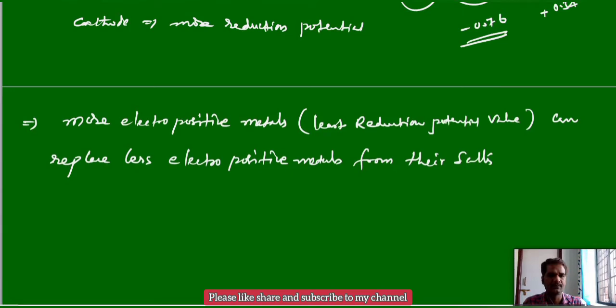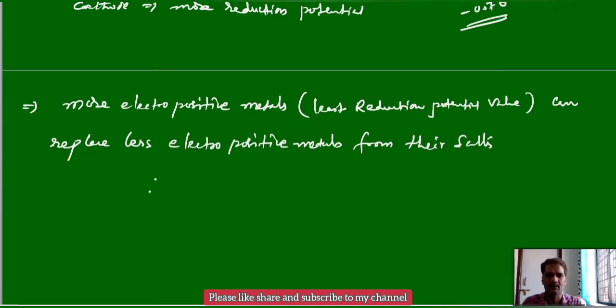Just as an example, you can take zinc. This is more electropositive compared to copper. Let us take copper sulfate. Here zinc can replace the copper from its salt. It can form zinc sulfate plus copper. So an element which has less reduction potential value can replace the metal from its salt which has more reduction potential value.